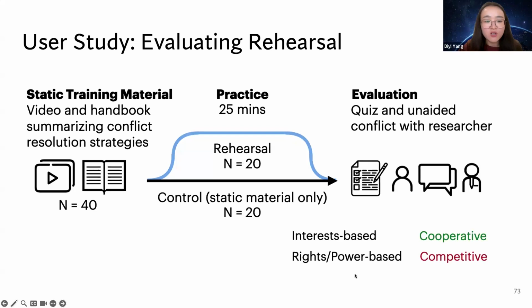To make the story simpler, we are going to divide all the interest-based strategies into what we call cooperative, and the rights and power-based strategies into what we call competitive or aggressive.